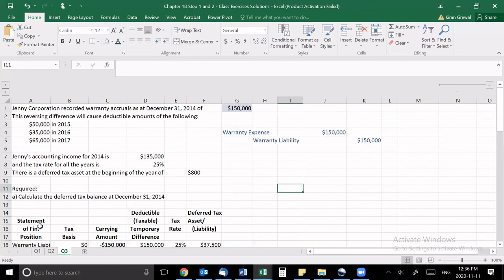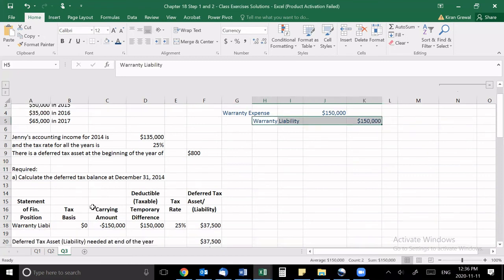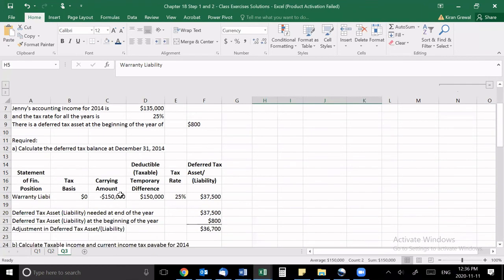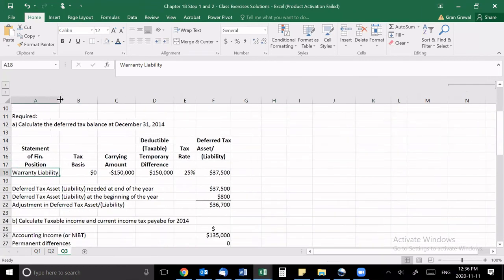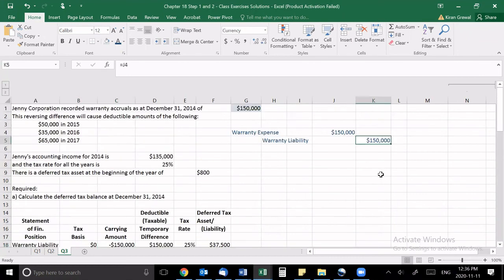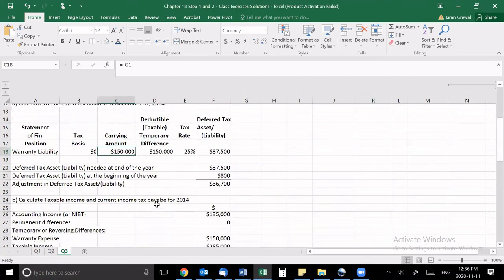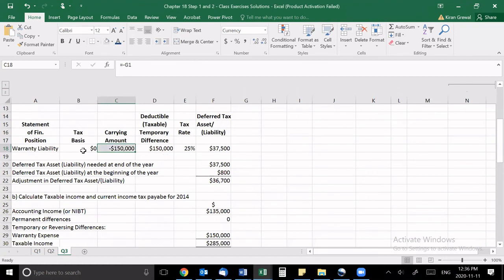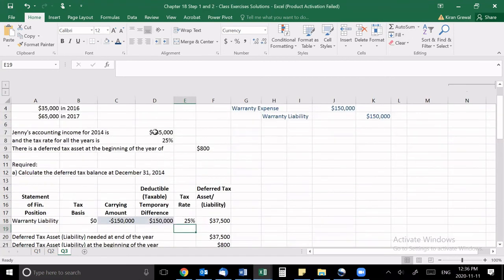So when we're putting this over into our deferred tax schedule, we're going to take the statement of financial position balance, which is a warranty liability of $150,000. Again, your tax basis is always zero for anything other than PP&E. The carrying amount, because it's a liability, is going to be negative. So that's moved over here. 0 minus negative 150 gives you positive 150. Tax basis minus carrying amount gives you your temporary difference. Multiply it by the tax rate. We were told that the tax rate is 25%.